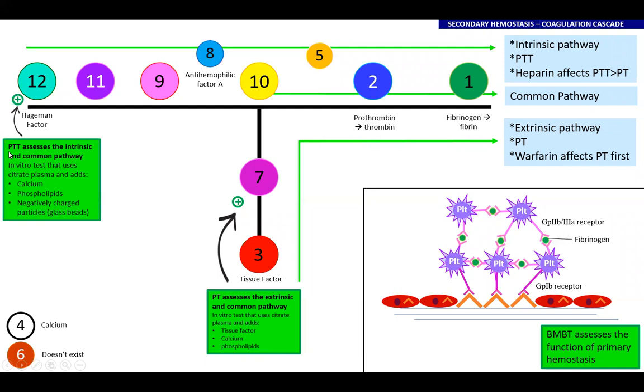The next one is PTT. So this assesses the intrinsic pathway along the top here and the common pathway. It also uses citrate plasma. So you put the blood in citrate, that stops coagulation. Then in the machine, it adds calcium, phospholipids for your platelets, and then negatively charged particles or glass beads. So this is just contact with glass, which will cause the intrinsic pathway to proceed starting at 12 and going down 11, 9, 8, 10, 5, 2, 1. So only deficiencies or problems with any of the factors along the intrinsic pathway will cause prolongation of PTT.